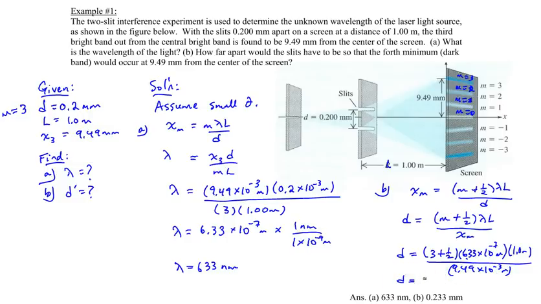And that will give you 2.33 times 10 to the power negative 4 meters, which comes out to be 0.233 millimeters. And that's it for example number 1.